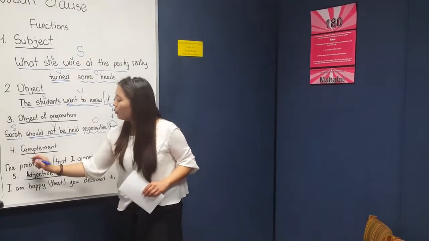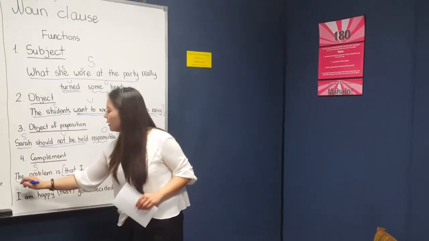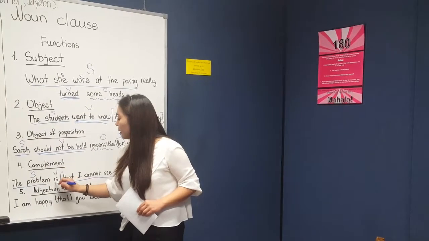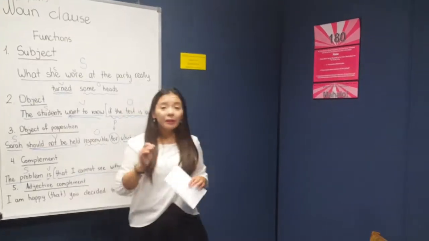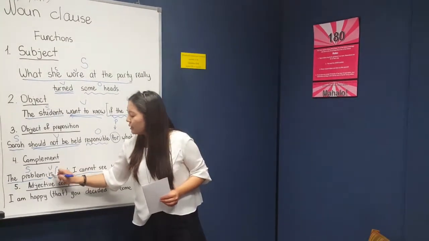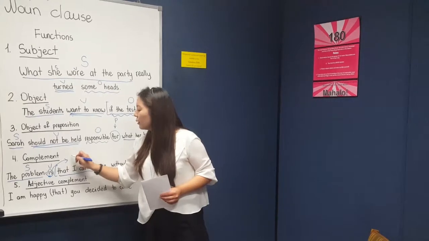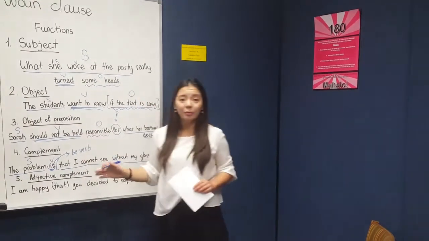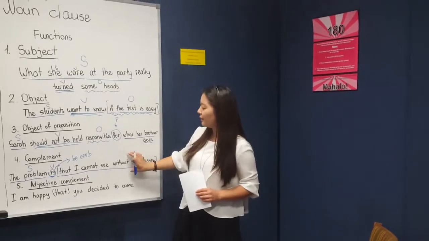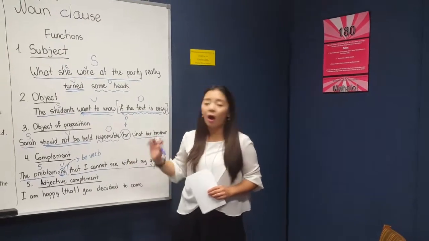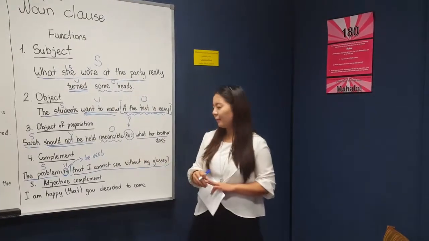And then the subject of this independent clause is the problem, and the verb is here. And the dependent clause that comes after is, which is a be verb, a complement. And now we can see that this clause functions as a complement in this case.